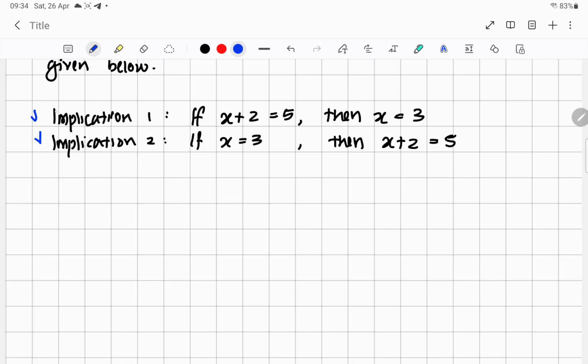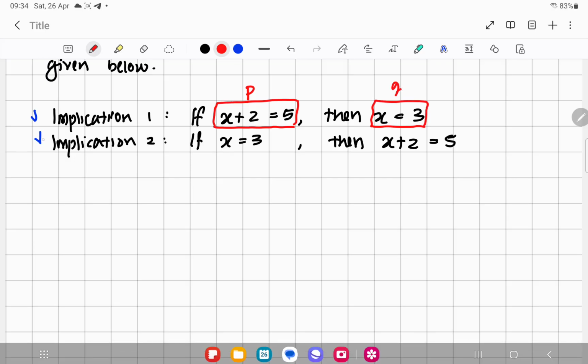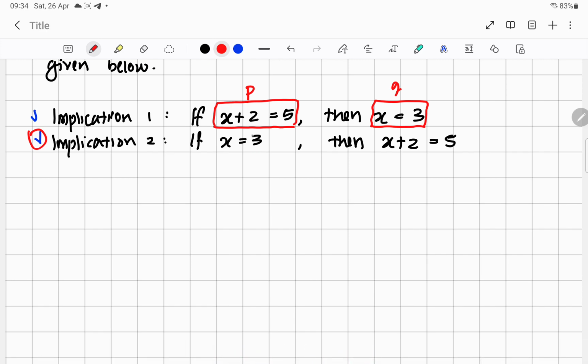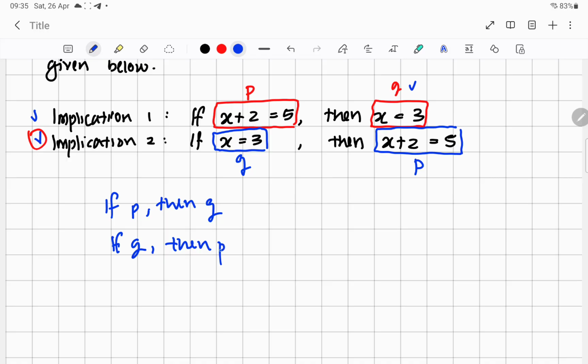So implication 1: if x plus 2 equals 5, we assume this is P, then x equals 3. This is Q. Then you look at implication 2: if x equals 3, this is your Q, and then x plus 2 equals 5, this is P. So it fulfills the situation, right? If P then Q, and if Q then P. You have this already, so you can form the if and only if implication.